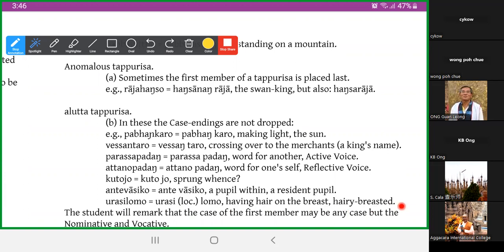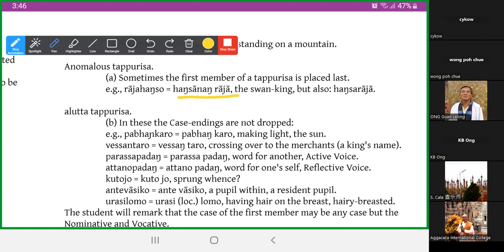Okay. The student will remark that the case of the first member may be any case but the nominative and vocative. All right. So we go for this one. Anomalous means that it's not in a common pattern.